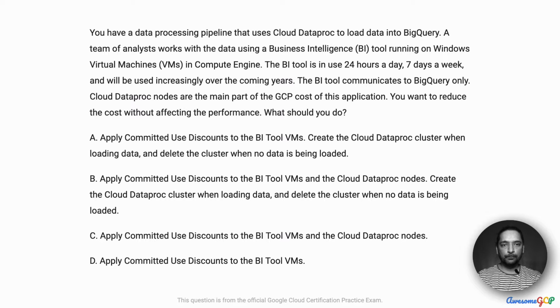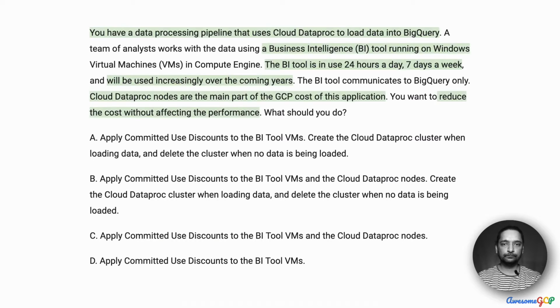In this project scenario, you have a data processing pipeline that uses Cloud Dataproc to load data into BigQuery. A team of analysts works with the data using a business intelligence or BI tool running on Windows virtual machines or VMs in Compute Engine. The BI tool is in use 24 hours a day, 7 days a week, and will be used increasingly over the coming years. The BI tool communicates to BigQuery only. Cloud Dataproc nodes are the main part of the GCP cost of this application. You want to reduce the cost without affecting the performance.